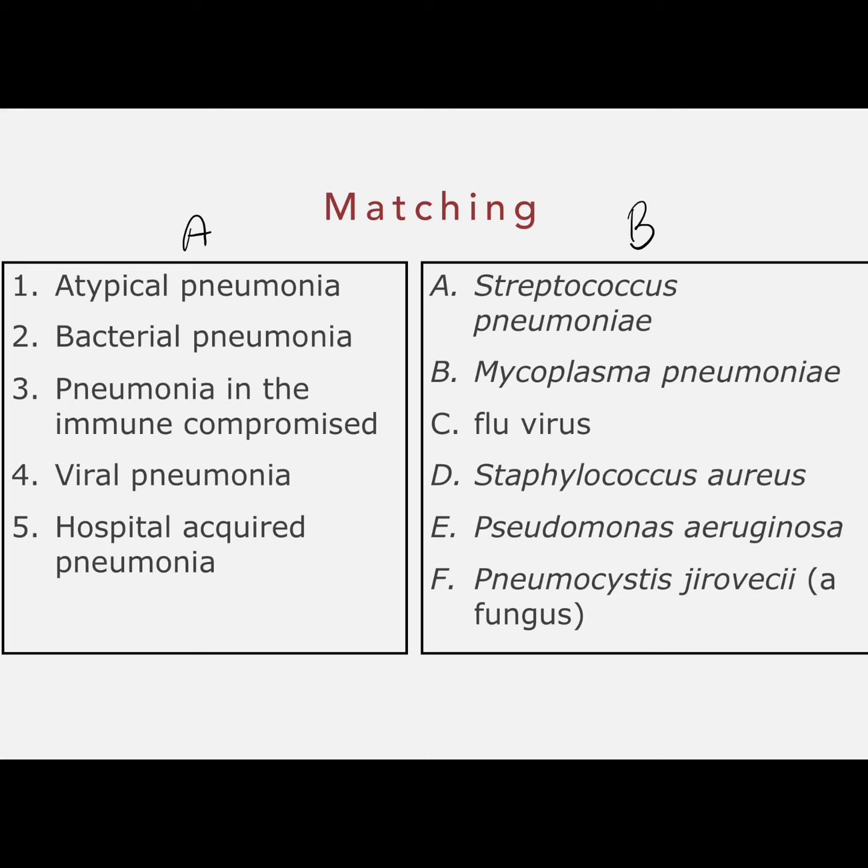Well, when you scan the list, option A, Streptococcus pneumoniae, that's a bacteria, and it's actually very common. When you look at option D, Staphylococcus aureus, another common bacteria. And then option E, Pseudomonas aeruginosa, that's another bacteria. Now, option E, Pseudomonas, is an interesting bacteria.